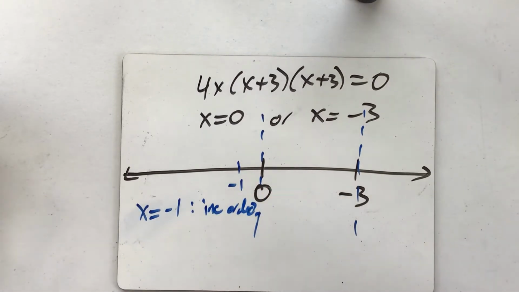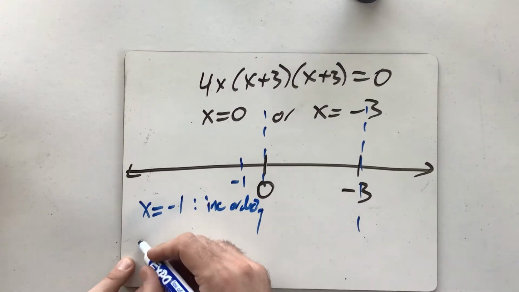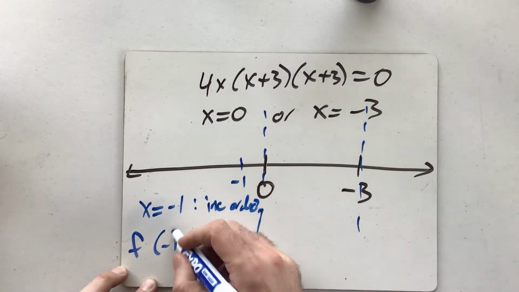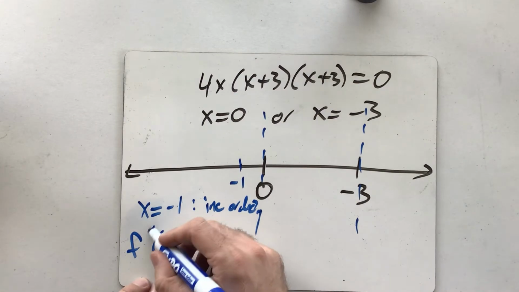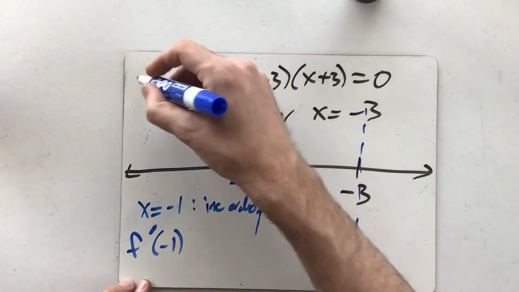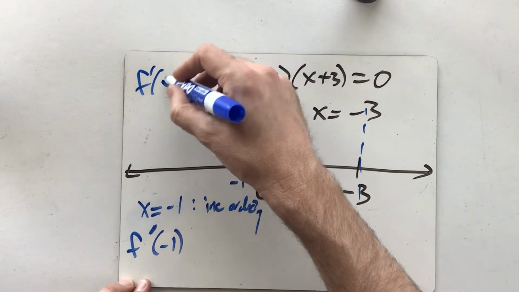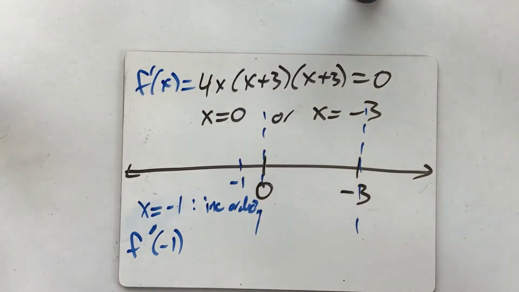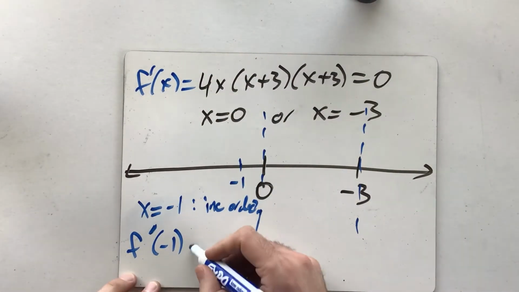Well, how would you figure out if it's increasing or decreasing? What you would do is plug -1 not into the original function, but into the derivative. So I'm going to have this derivative equation, and I'm going to put -1 into it. I could use that equation, but why don't I use my factored version? It looks to me like the factored version might be easier to plug -1 into.